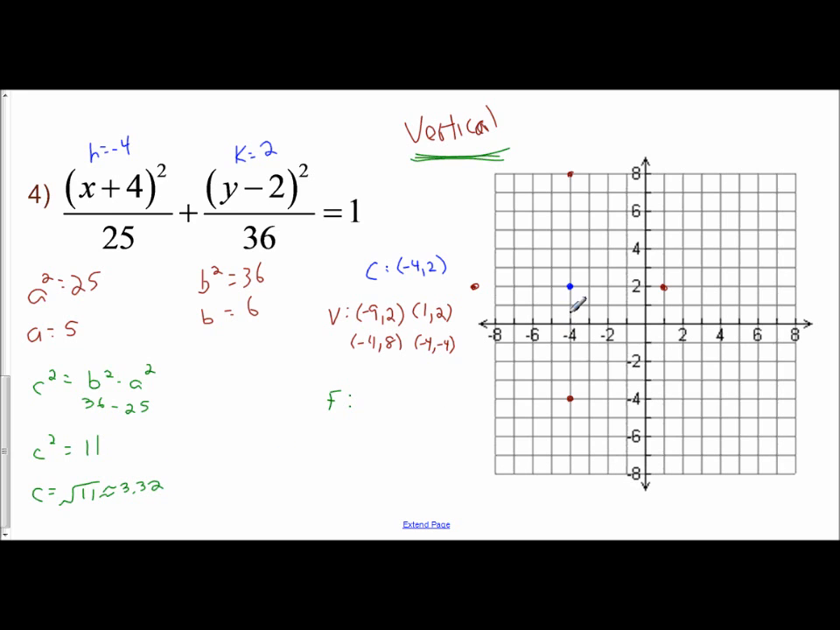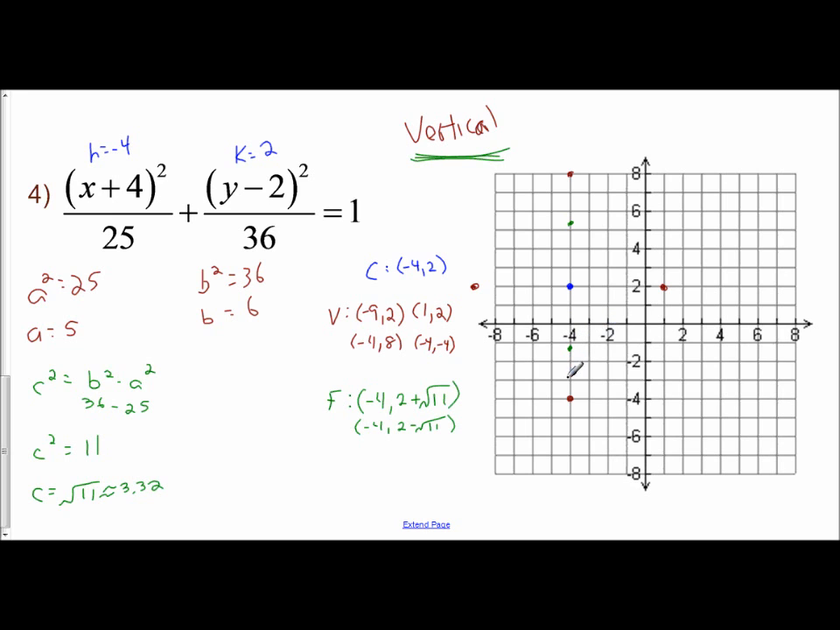Again, I like to just use the radical. Since I'm going up and down, it'd be negative 4 comma 2 plus square root of 11 and negative 4 comma 2 minus the square root of 11. Those would be the exact coordinates, and I can count up and down 3.32 units. So 1, 2, 3.32, approximate it, go down 1, 2, 3.32, and approximate it.